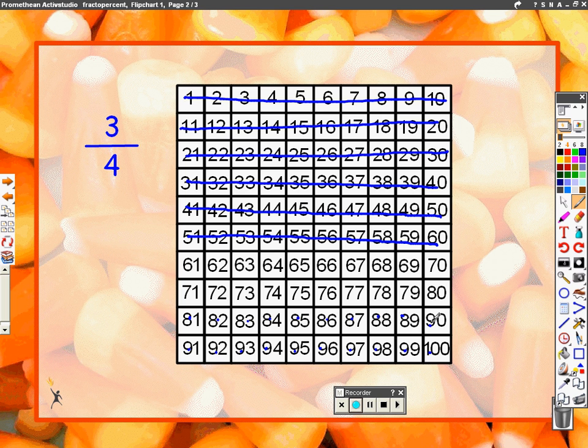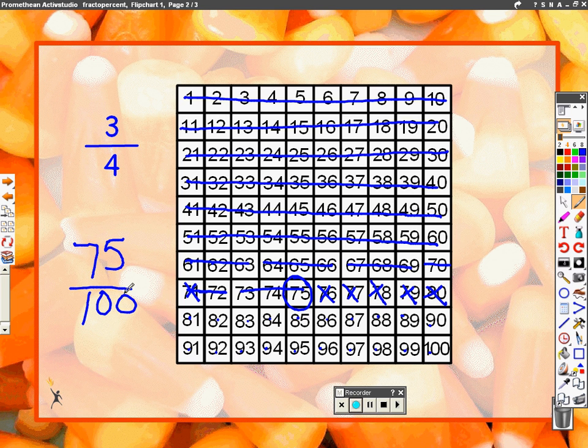Now I've got a problem because I can't just simply take 3 rows now. So I'm going to take these 3 numbers, leave this number alone. I'm going to take these 3 numbers, leave this one alone. I'm going to take these 3 numbers and leave this one alone. And I'm going to take these 3 numbers and leave this one alone. 75. I took 75 out of 100. That's so you can see the visual.